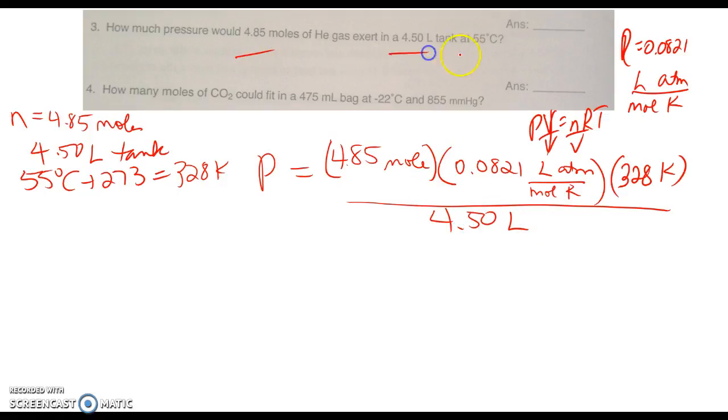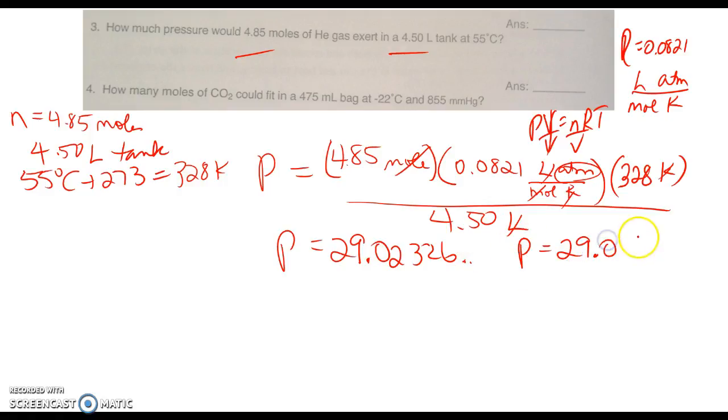So it looks like we should end with 3 sig figs for our pressure. Now, moles cancels, liters cancels, K cancels. So our pressure will come out in atmospheres. 4.85 times 0.0821 times 328 divided by 4.5. Oh, wow. It's a lot of atmospheres. If we have 3 sig figs, wouldn't it be 29.0 atmospheres? That's a lot of atmospheres considering atmospheric pressure is 1 atmosphere.